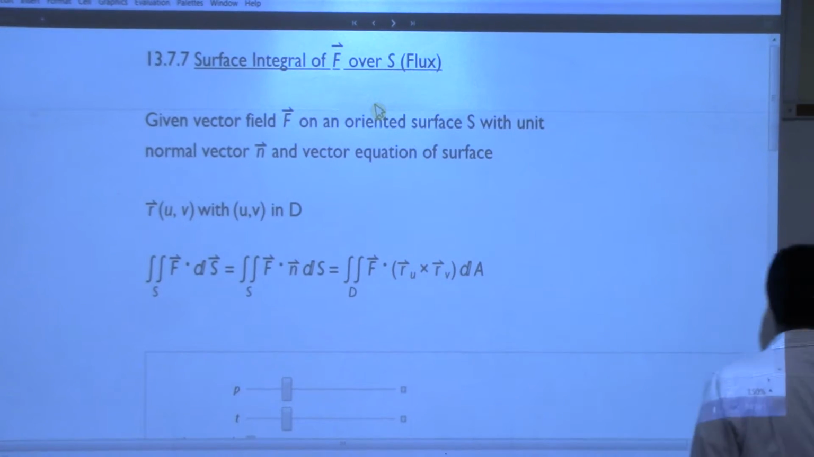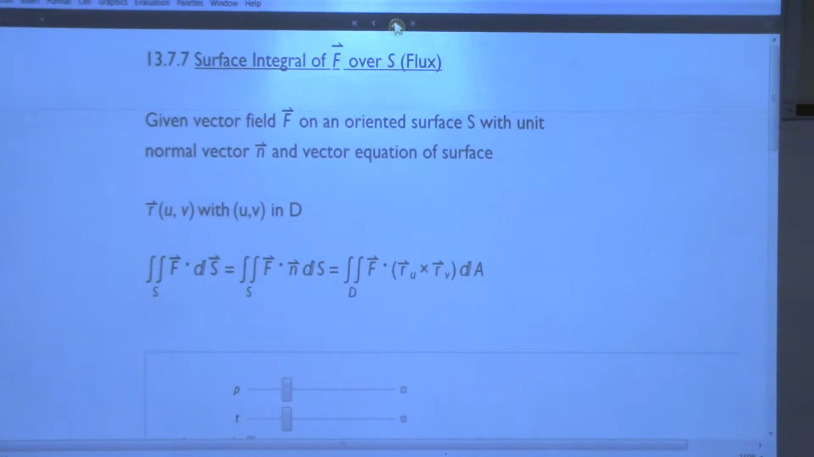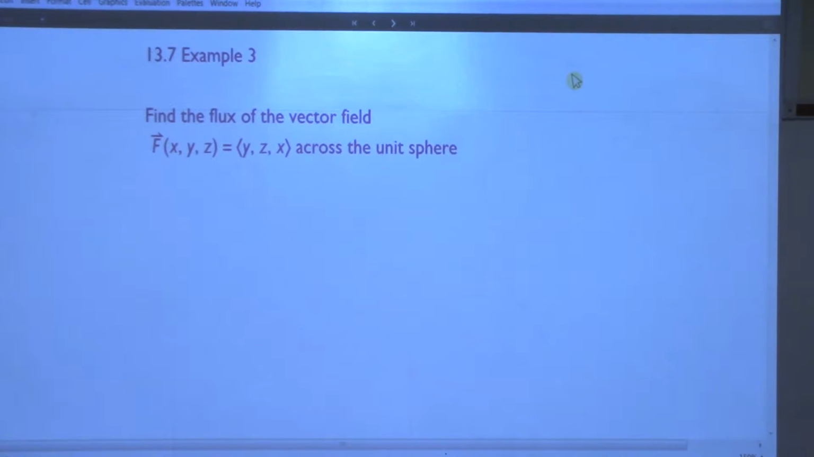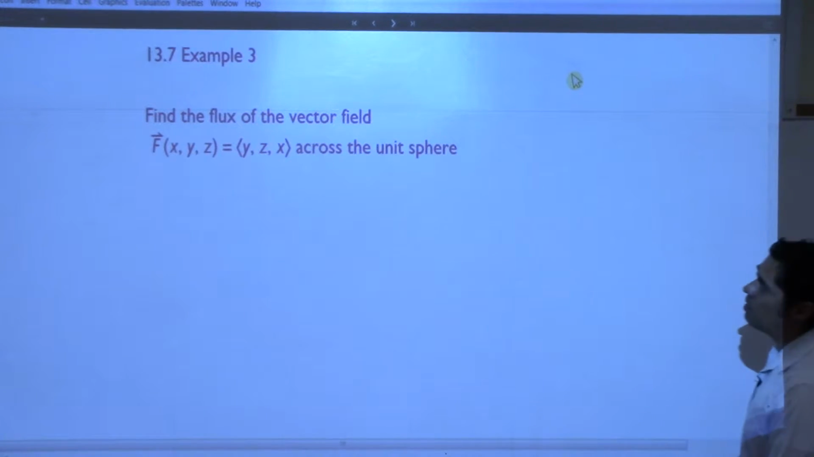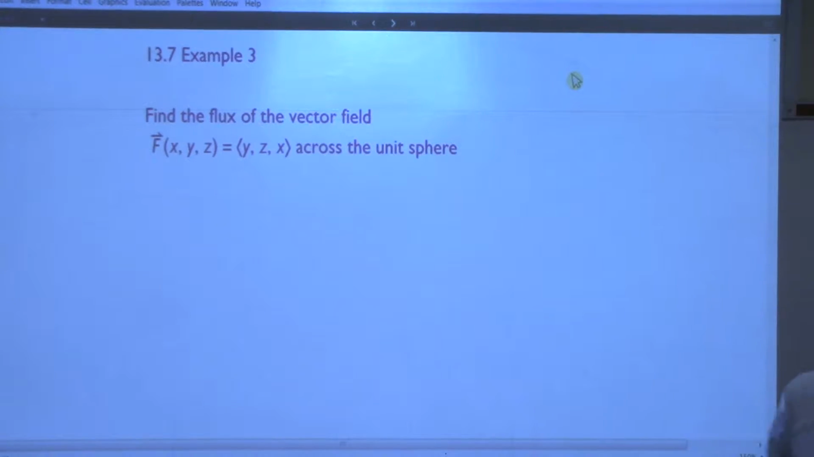All right, let's try and see if we can do one of these. Find the flux of the vector field F(x, y, z) = (y, z, x) across the unit sphere.